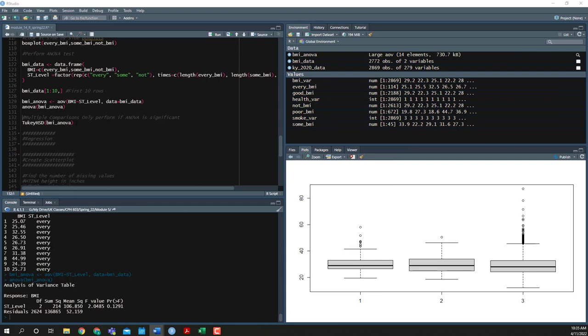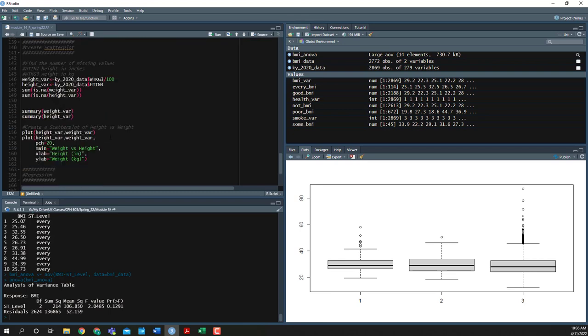Now I should note here with the ANOVA, there is a line of code here to do the multiple comparisons that you saw in the note set from 14.1. You only perform these multiple comparisons if the ANOVA was significant. Ours was not, and that's why I skipped over it.